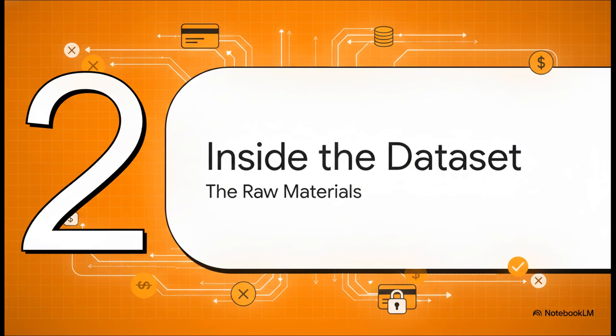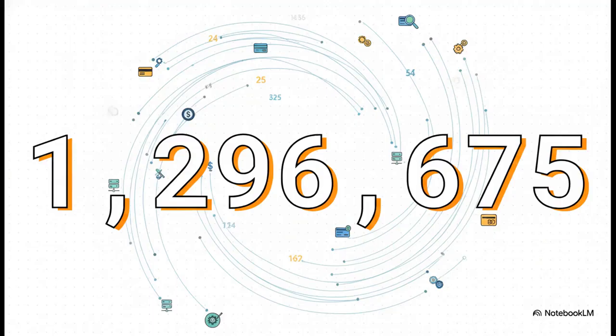Moving right along to Section 2, inside the transaction dataset, the raw materials. Any system is really only as good as the raw materials you feed into it. And for this, we are working with 1,296,675 real-world inspired credit card transactions. Yeah, let that sink in. This isn't some tiny toy data set with a few hundred rows.